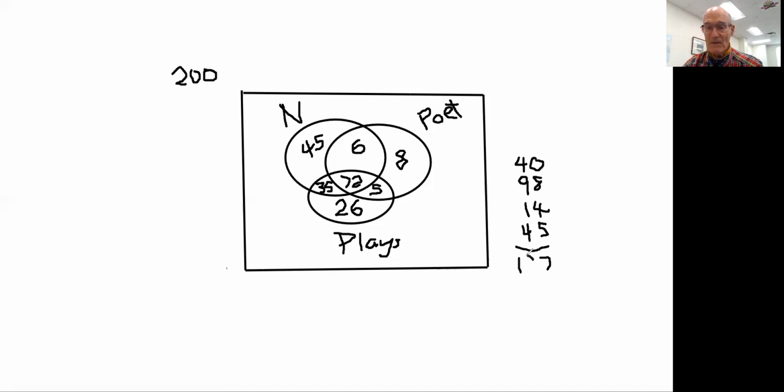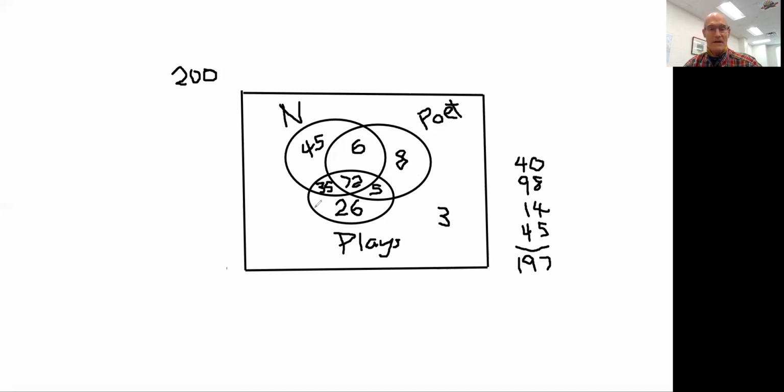So we notice that we have accounted for 197 of the 200 people who were surveyed. So what that tells us is out here in this region, which is part of the non-circular region, there are 3 people who took this survey who like neither of the 3. So they don't fit in any one of the 3 circles.